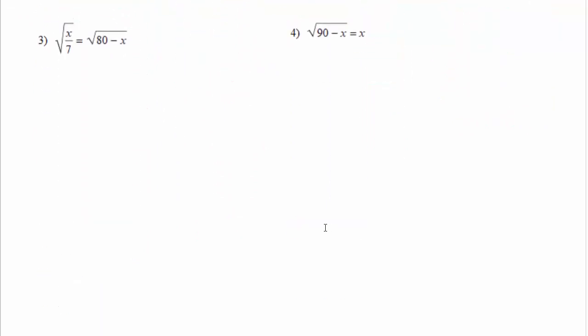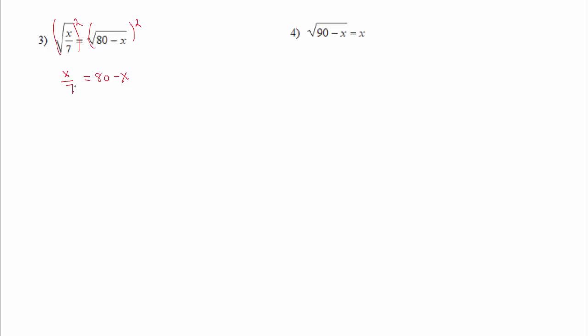Uh-oh, a fraction. Well, don't worry about that. You notice we still have a square root equal to square root. Okay? So let's go ahead and square the left side and square the right side. The square root and the square cancel out. So you're left with x divided by 7 equals this square root and square cancels out, and you're left with 80 minus x. Now you're just left with a regular equation you did way back in Algebra 1.